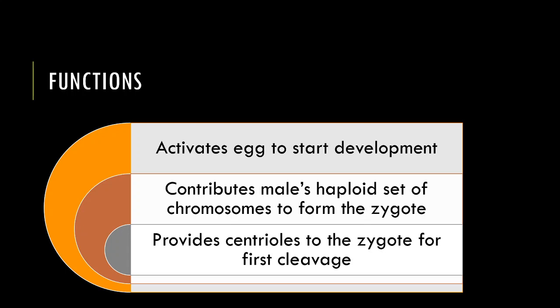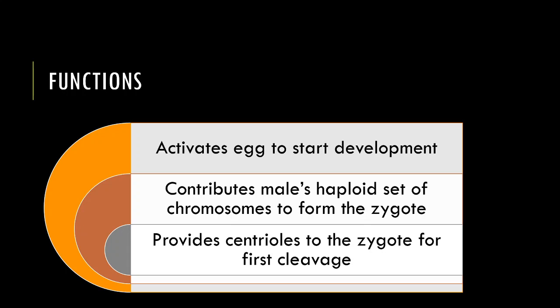Next we move on to what are the functions of the sperm. There are three main functions. First, it activates the egg to start development. As soon as the sperm fuses with the egg, it activates it. This egg has entered into suspended meiosis. So the egg is present at the stage where meiosis has not been complete. As soon as the sperm fuses with the egg, it stimulates the egg to complete its meiosis. Second, it contributes the male's haploid set of chromosomes to form the zygote.